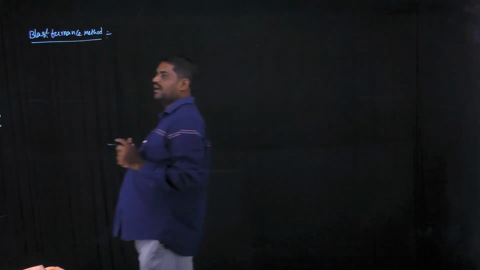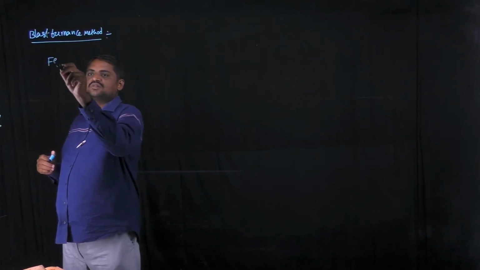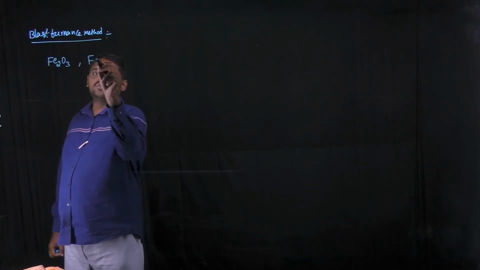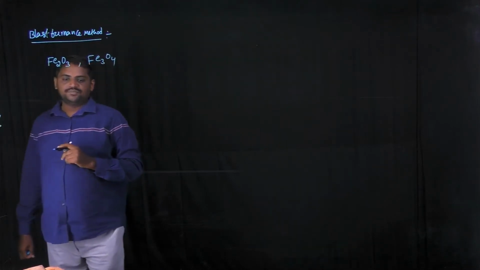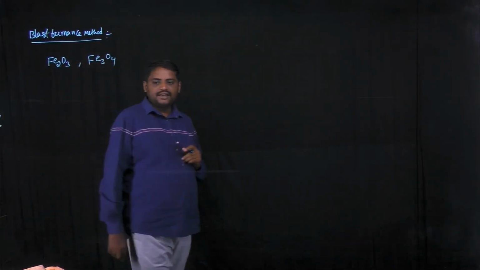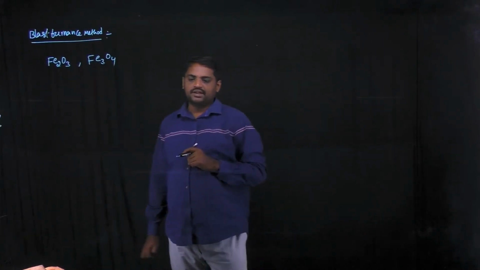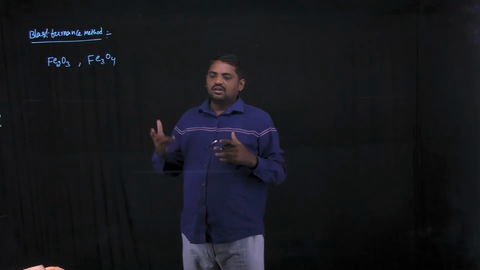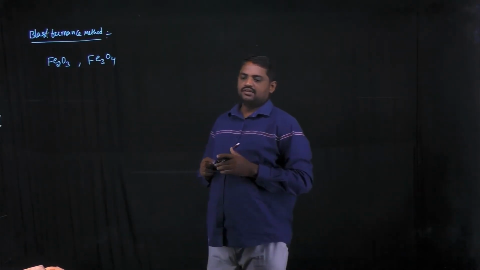Generally, iron is available in different types of ores. Most of the iron is available in these two types of ores. The first one, Fe2O3, is known as hematite, and Fe3O4 is known as magnetite. So iron is obtained from ores like hematite and magnetite.